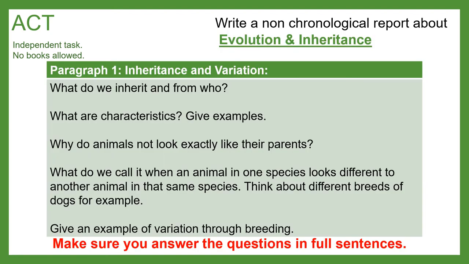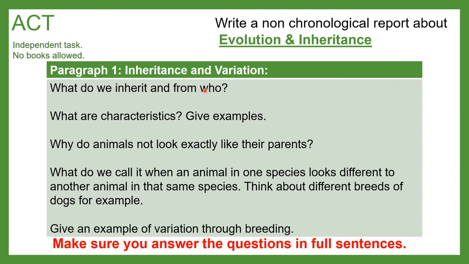Let's have a look at writing our non-chronological report and the expectations that I have. So for our title, we're going to have Evolution and Inheritance written on the page and underlined beautifully using a ruler and a pencil. Underneath, you're going to write Inheritance and Variation as a subheading. Do not write paragraph one. Just inheritance and variation as a subheading underlined would be perfectly fine. Underneath, you'll begin your paragraph, and for your paragraph, you are going to answer the following questions.